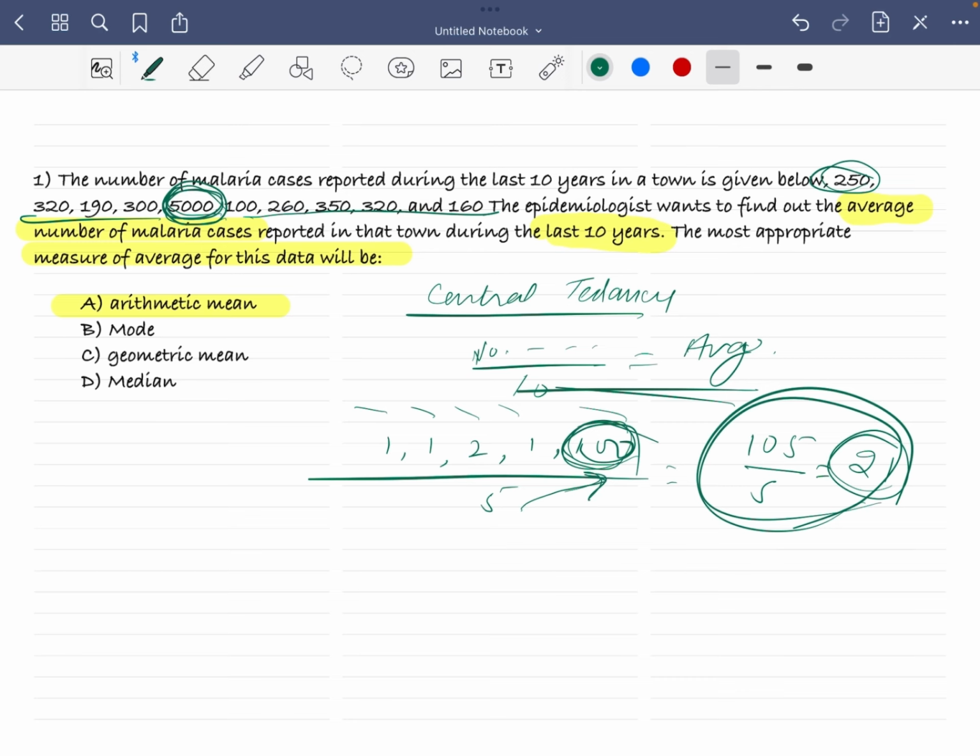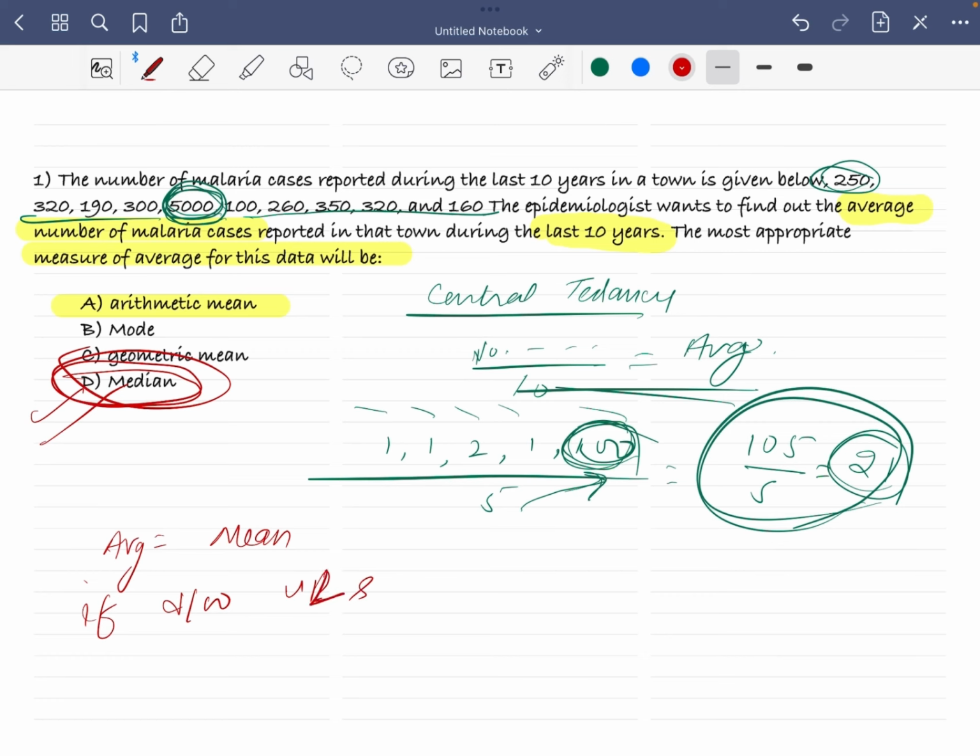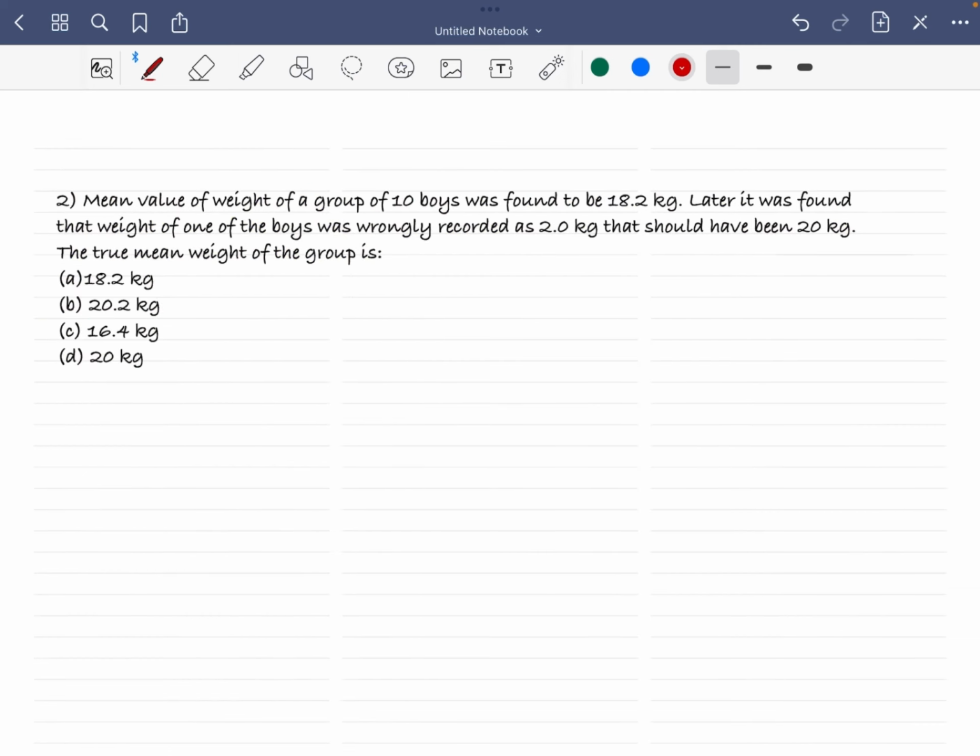So will it be the exact value? No, the correct answer is going to be median. For the median only, you will be able to find out the central tendency, right? So always remember, for a normal scenario, average will be mean. But if the difference between upper limit and lower limit is large, the best measure for central tendency is median. Best measure will be median, not the mean. Remember that, right?